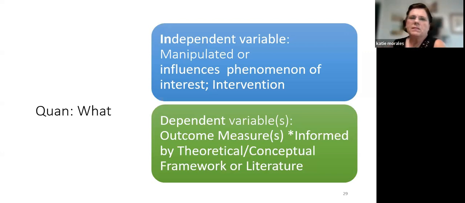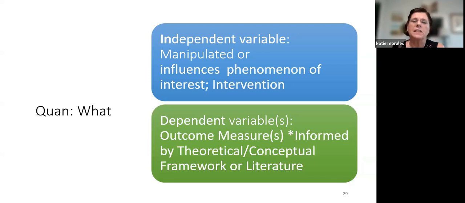We still have our independent variable. It's the one that's manipulated, that influences the phenomenon of interest, or your intervention. So you can just hear the independent influence intervention. So maybe you don't have as much trouble picking out those variables as I did as a student, but that helped me tremendously to think about it that way. And our dependent variable is always that outcome measure.